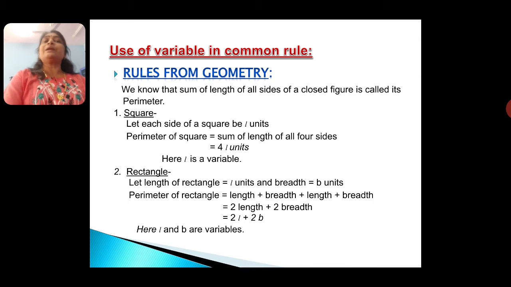Next example, a rectangle. Let the length of the rectangle be L units and the breadth be B units. The perimeter of the rectangle equals the sum of the lengths of all 4 sides. That means length plus breadth plus length plus breadth equals 2 lengths plus 2 breadths. It gives 2L plus 2B. Here L and B are variables.